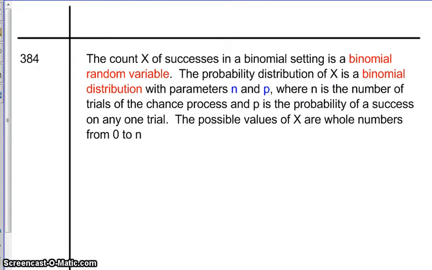So here's your definition of a binomial random variable. Its probability distribution, again that's your table, is a binomial distribution with parameters n and p, where n is the number of trials and p is the probability of success. Possible values are whole numbers from 0 to n. So what they're saying here is that when I build my probability distribution, x is going to equal my number of successes.